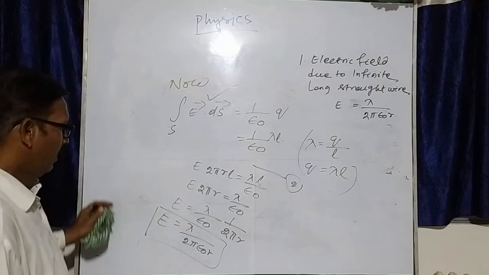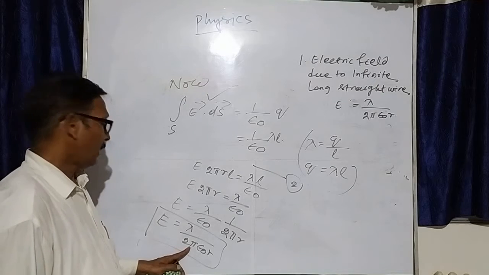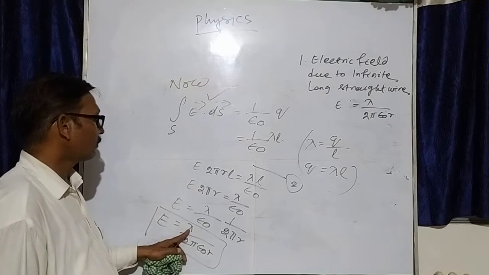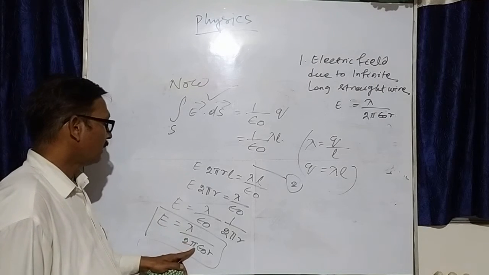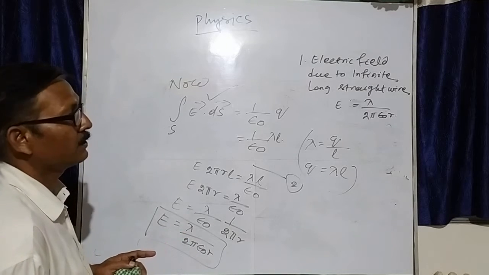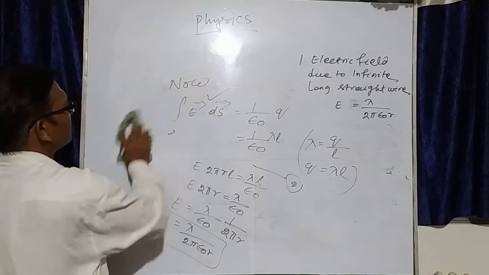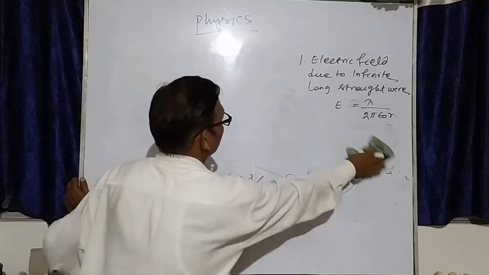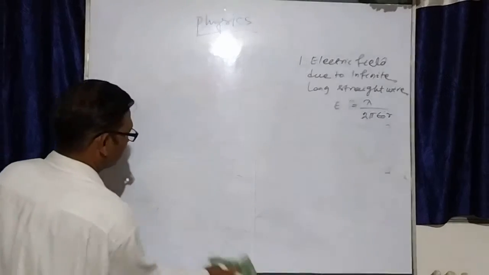So for an infinite straight wire, the electric field is equal to lambda by 2 pi epsilon 0 r. This is the expression for the electric field due to an infinitely long straight wire. Okay. Now you come to the plane sheet.